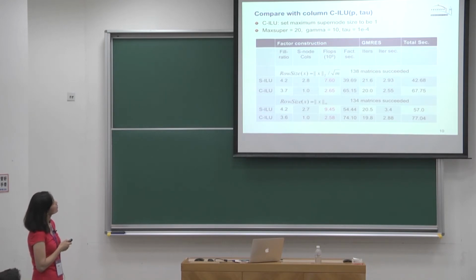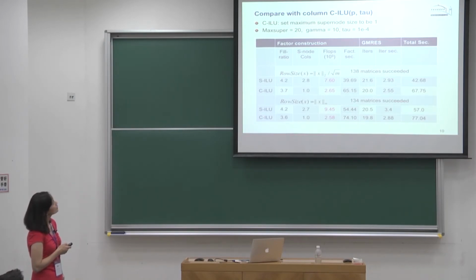Then for example, let's take a look at the first set of results. Here we use the row size as this generalized mean. So the spectral norm divided by the square root of m, if this quantity for a row is smaller than the threshold given by tau is 10 to the minus 4, then we drop the entire row. So then you can see that you do a little more flops for the supernode version compared to the column version. The fill ratio also, you keep a little more. So with this criteria, you always keep a little more compared with column-wise, so it's less aggressive.